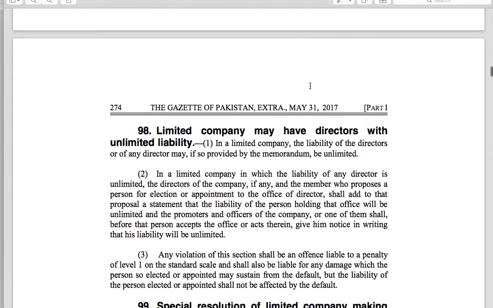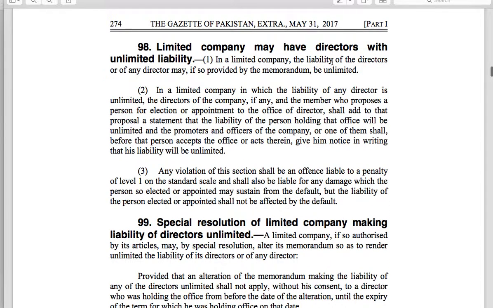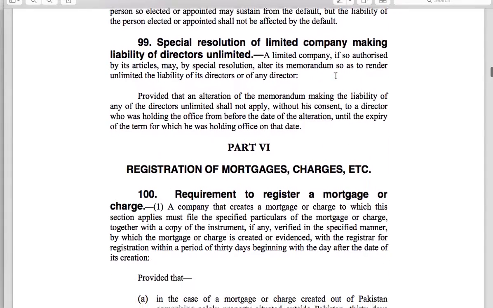Unlimited liability of directors. In a limited company, the liability of directors or any of them may, if so provided by the memorandum, be unlimited. So a director may be bound by the decisions that he or she is making. Normally the memorandum does not specify this, but if the memorandum specifies this, then a director's liability can be unlimited, and his personal assets will also be available to extinguish the company debts. Special resolution has to be passed.